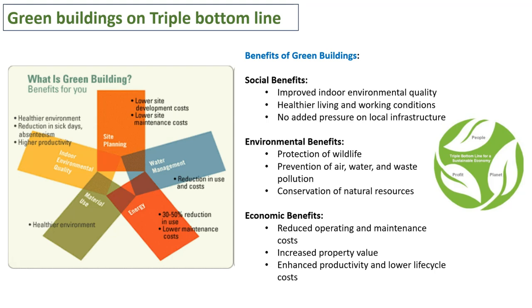So what are the sustainability pillars? Social, environmental and economical. So we can say if you are constructing a green building, it would benefit these three bottom lines in various capacities. Under social benefits, it would improve the indoor environmental quality of the buildings, so that healthier living and working conditions will prevail. So no added pressure on local infrastructure, right? People are doing good, they are at ease in their minds and healthy. So there is no additional requirement sought from the government, right?